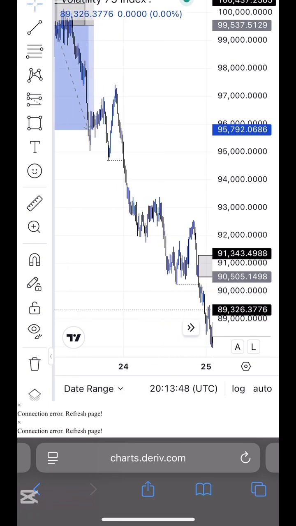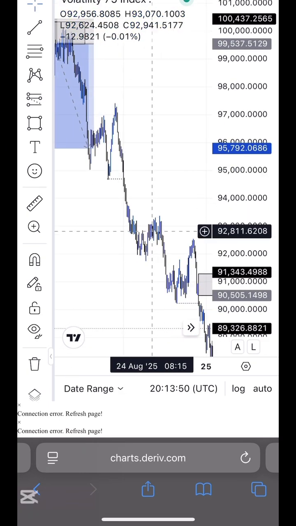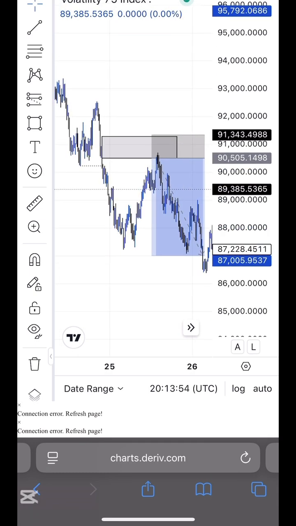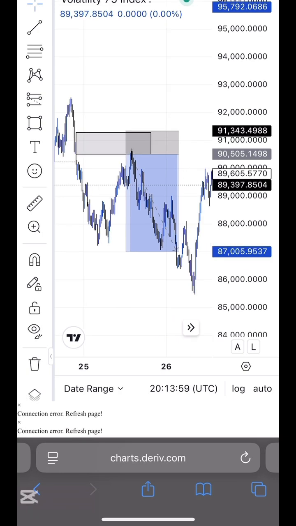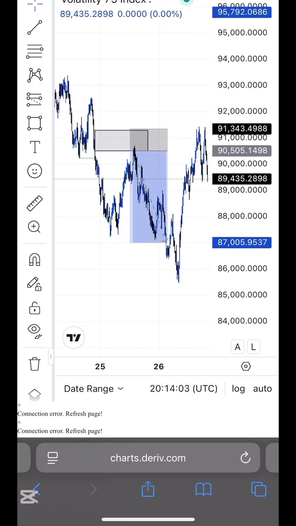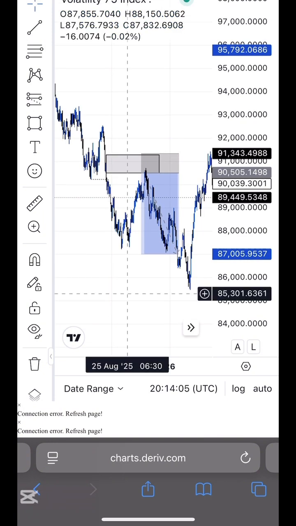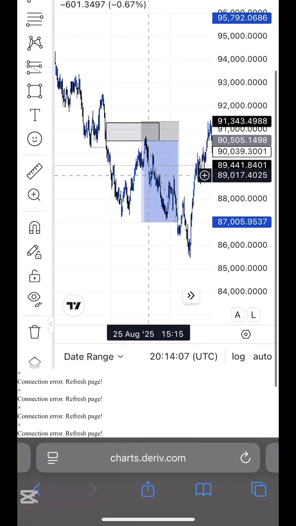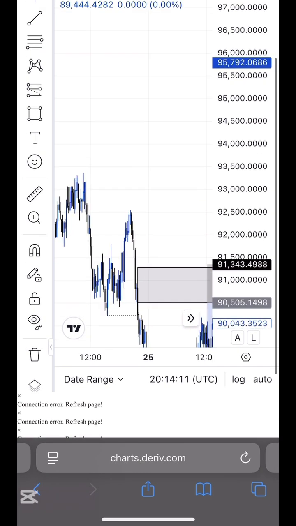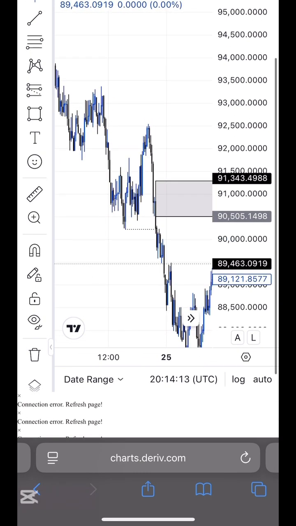Now you can see first we got this one here. Second, the second one, market didn't retrace to this level, but we'll still look for another entry because there's always a good entry for Volatility 75. There's always opportunity. So this is the second setup. Okay, there is another retracement at this level.